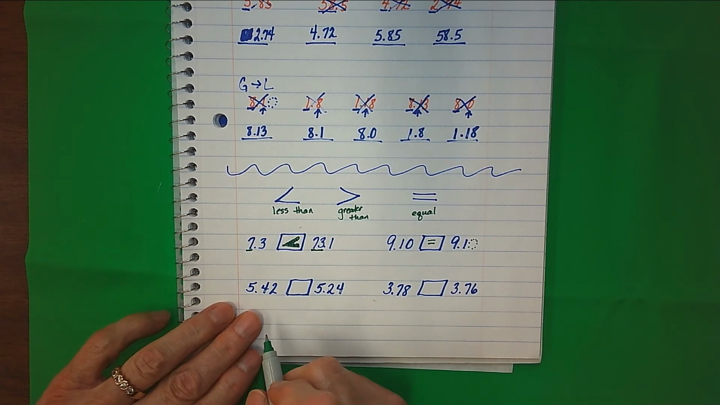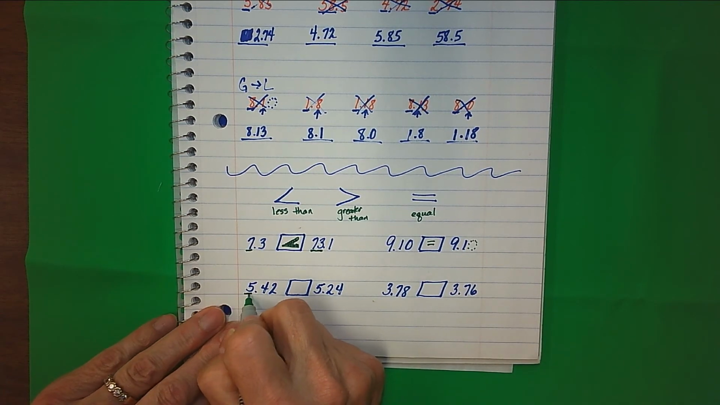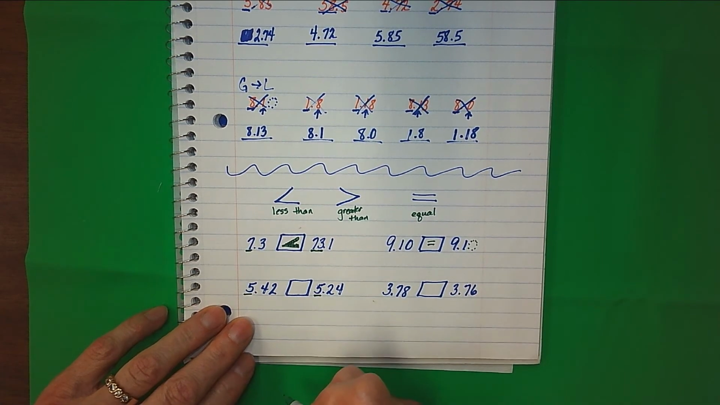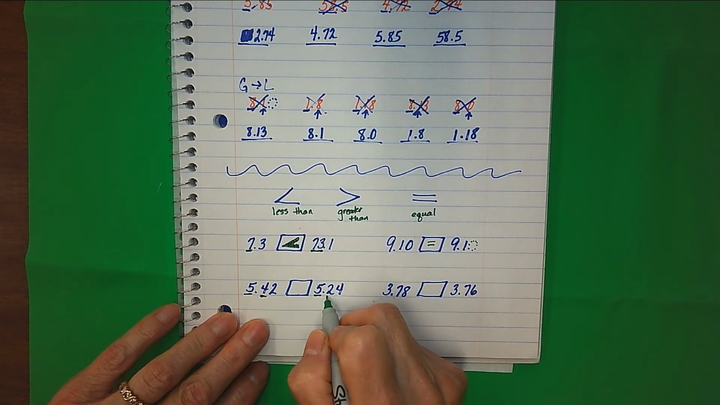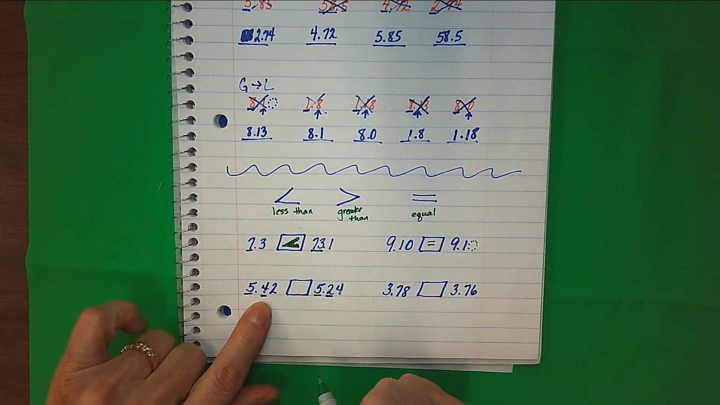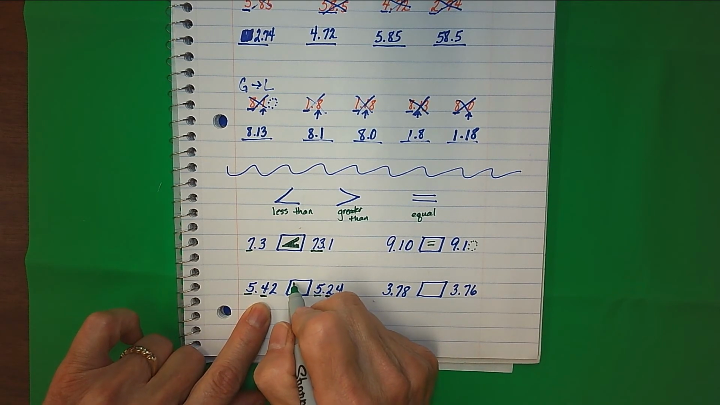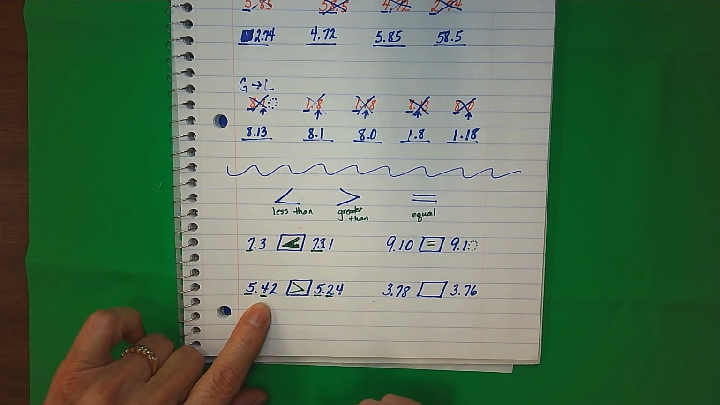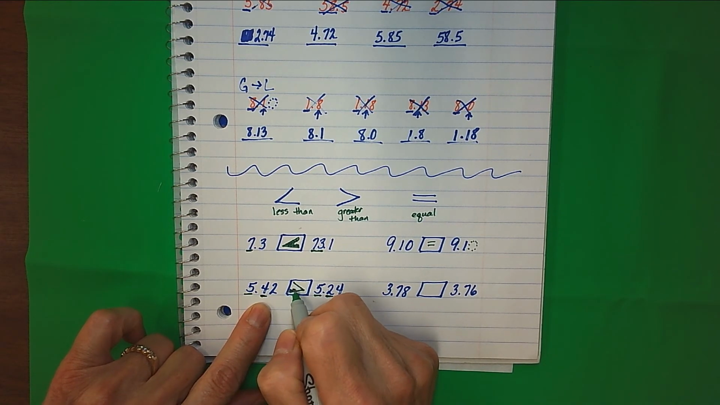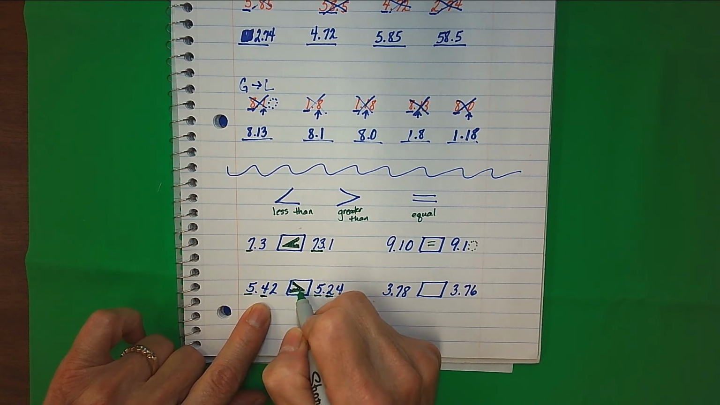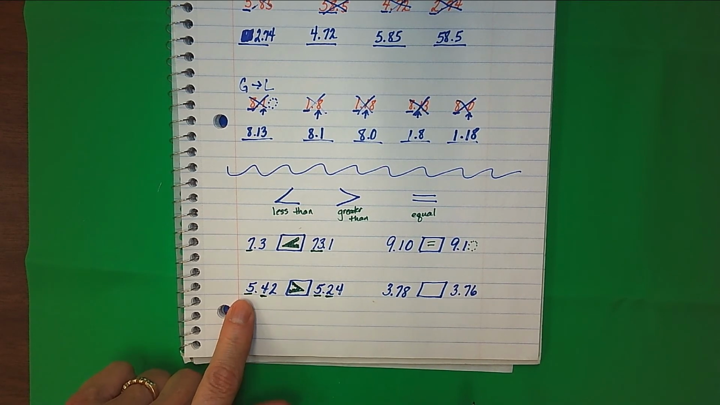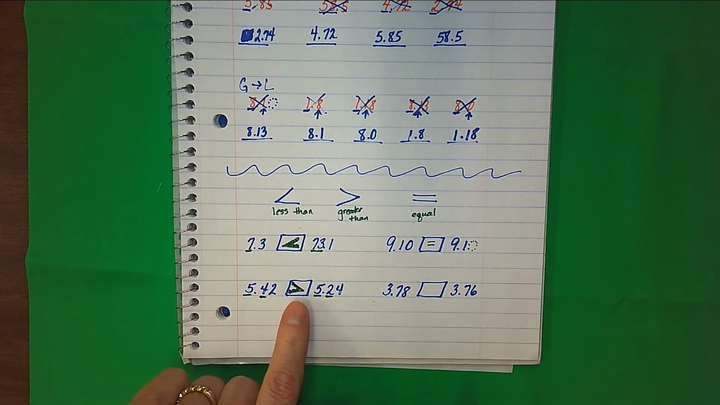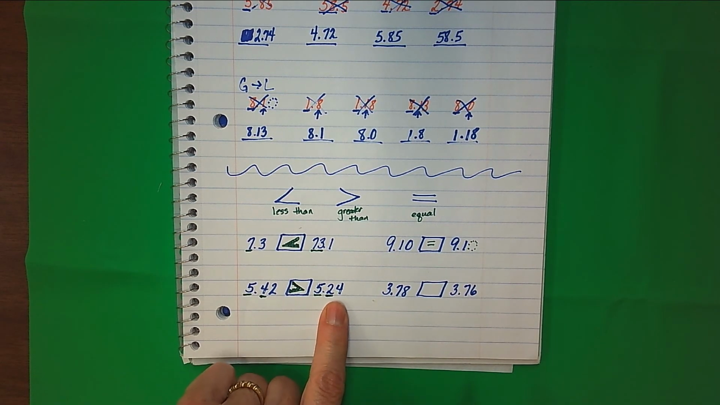All right, so we have a 5 as the whole number and a 5 as the whole number, so that doesn't help us. Then we have a 4 in the tens place and a 2 in the tens place. So the 4 is larger, which means the bigger mouth goes towards the 4. And so this would get a greater than symbol. You guys have done a really fine job on these with the whole numbers, so I don't expect you to have too much trouble with the decimal numbers. So we're saying 5 42/100ths is greater than 5 24/100ths.